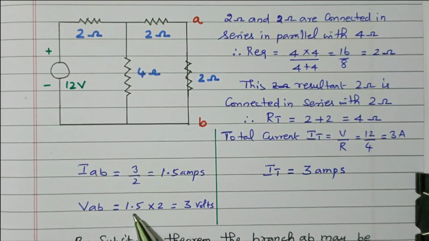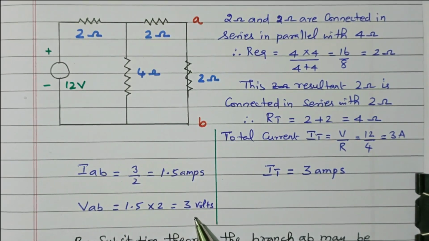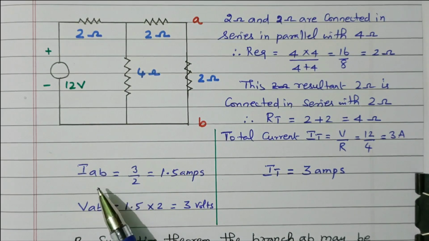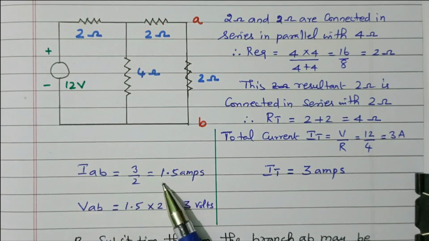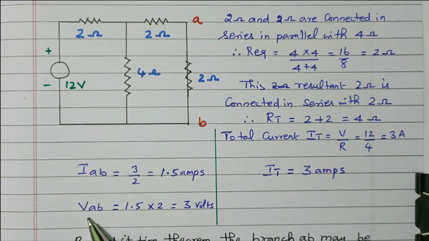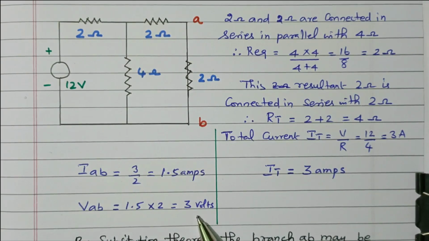The current I is 1.5 ampere. The resistor is 2 ohm, so the voltage is 3 volts, right? So the current through the branch AB is 1.5 ampere. The voltage across AB is 3 volts. By maintaining these two values, current and voltage, we can replace the branch with either a current source or a voltage source. That is the question given.